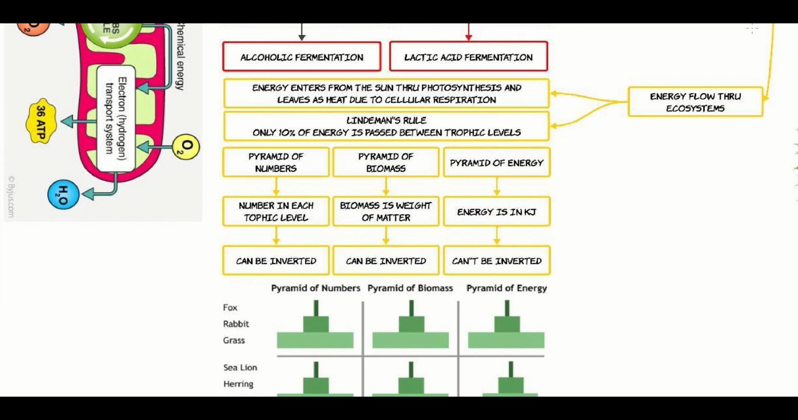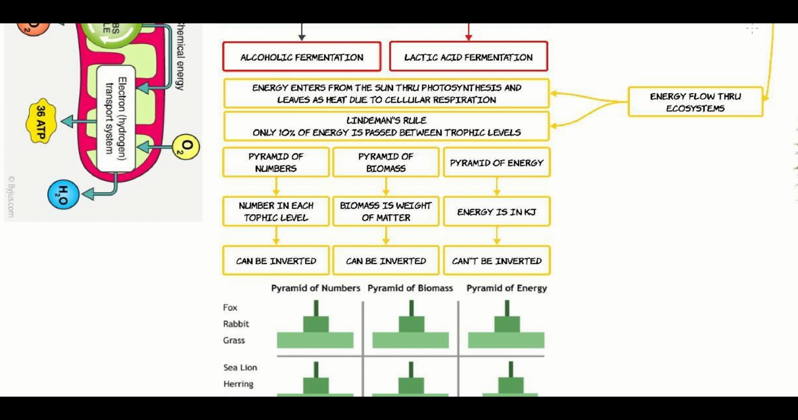Next, we looked at energy flow through ecosystems, or in particular food chains. Energy enters from the sun through photosynthesis and leaves the food chain as heat due to cellular respiration. As energy passes from one trophic level to the next, only 10% is transferred, and we call this Lindemann's rule.